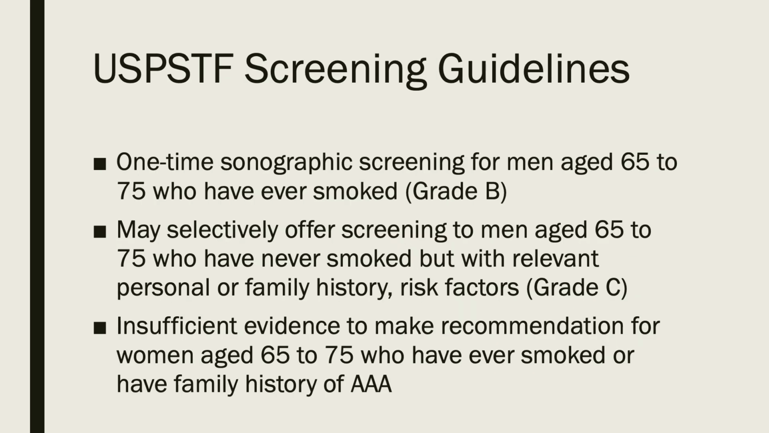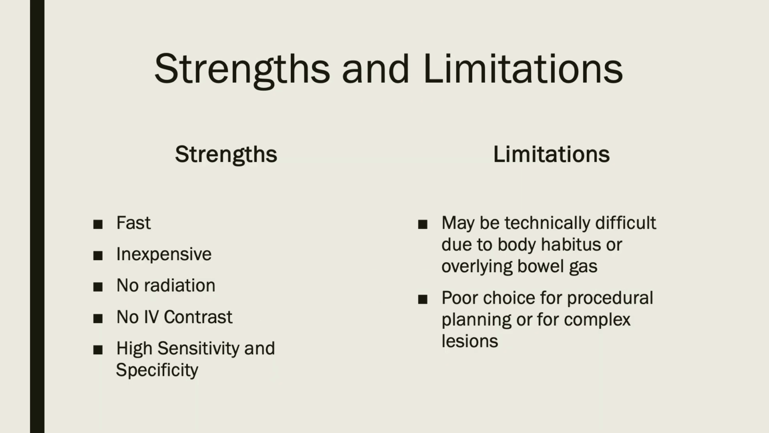It's a grade B recommendation per USPSTF guidelines to offer one-time AAA screening for men aged 65 to 75 if they've ever smoked. You can use your clinical judgment and offer screening to men in the same age group who may not have a smoking history, but who have relevant personal history, family history, or other risk factors. That's a grade C recommendation. And there's actually insufficient evidence to make a recommendation for women in this age group, even if they've smoked or have a family history or other risk factors of abdominal aortic aneurysms.